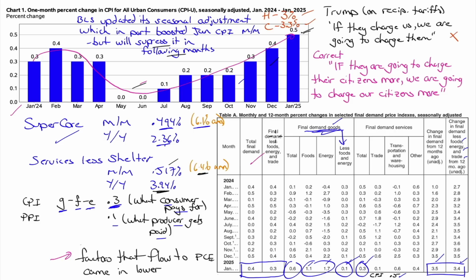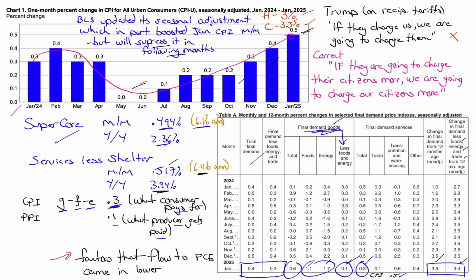And I'll give you an example of one category in particular that is in the PCE that's not caught in the CPI, but that has a higher weighting in the PCE than in PPI, and it came in at 0. So we'll look at the Cleveland Fed's nowcasting to see what they're thinking PCE will be.